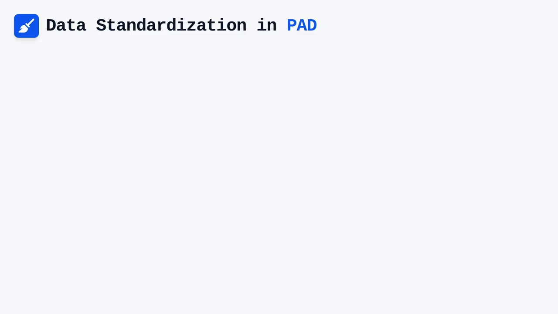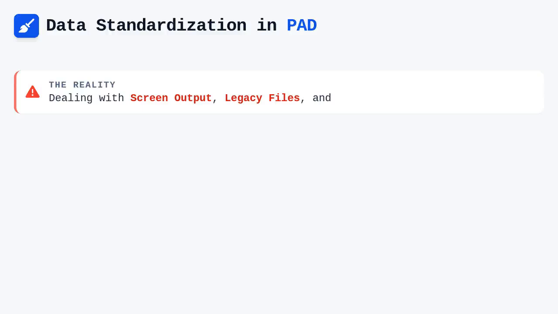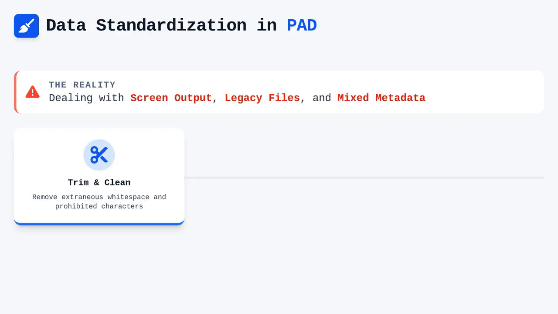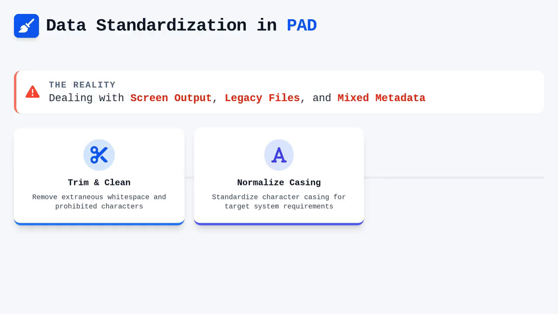In an ideal world, every data source would provide perfectly formatted JSON or cleanly separated CSV files that map directly to our internal data models. However, in the reality of RPA development, we are often forced to deal with screen output or legacy text files that contain extraneous whitespace, inconsistent character casing, or mixed metadata. Power Automate Desktop provides a robust suite of built-in actions designed to address these discrepancies without requiring custom script execution.